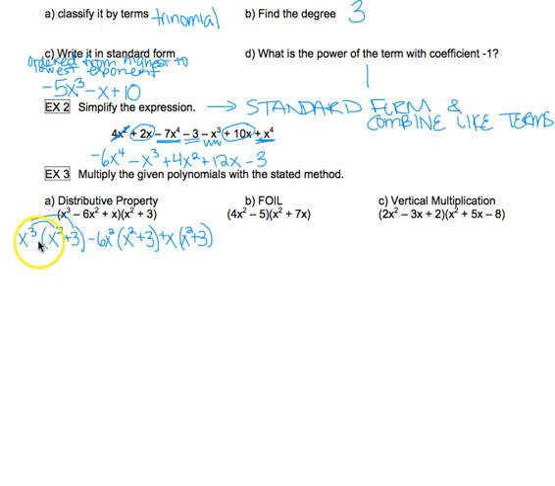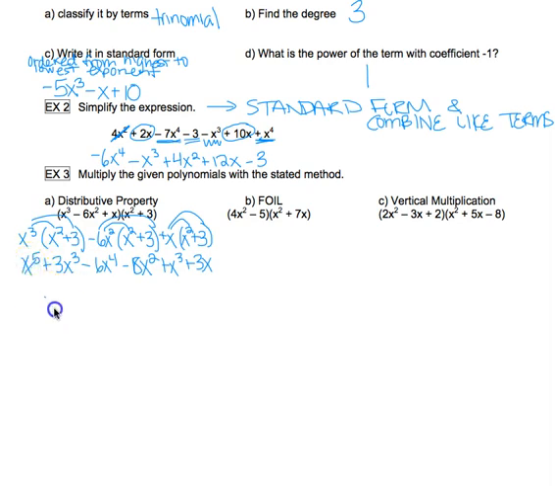Remember that when you multiply, you add the exponents. So 3 plus 2, x cubed times 3, 3x cubed. Then do the same thing here. That's negative 6x to the fourth, negative 18x squared. This gives me x cubed and plus 3x. And then we would combine like terms.